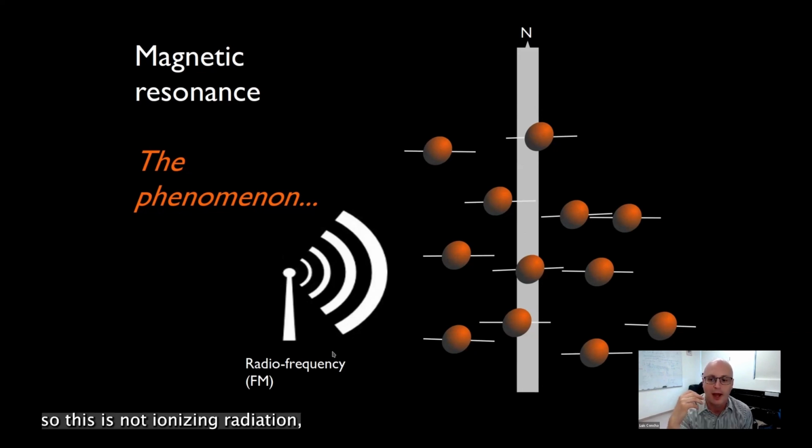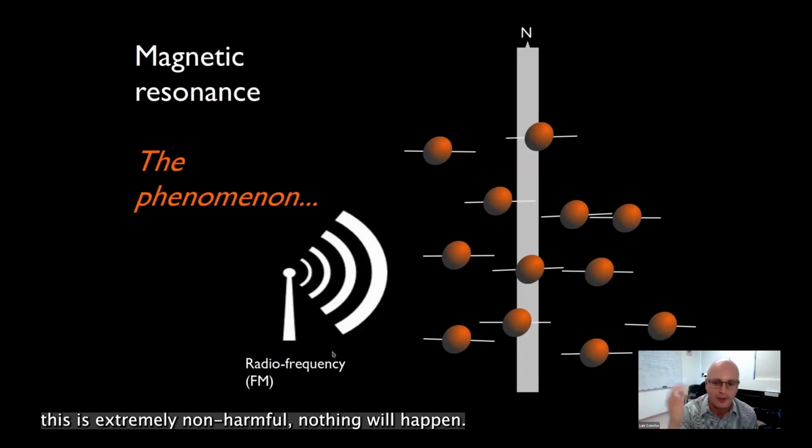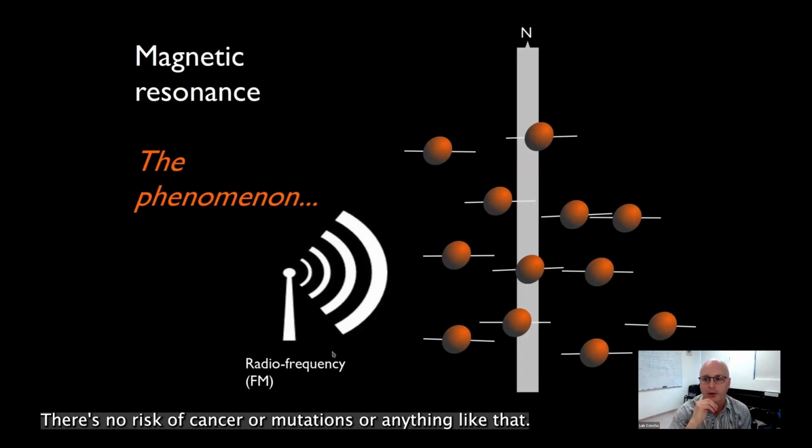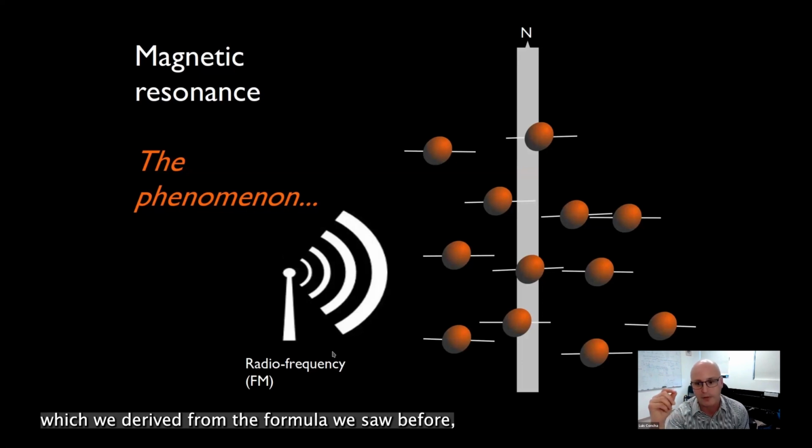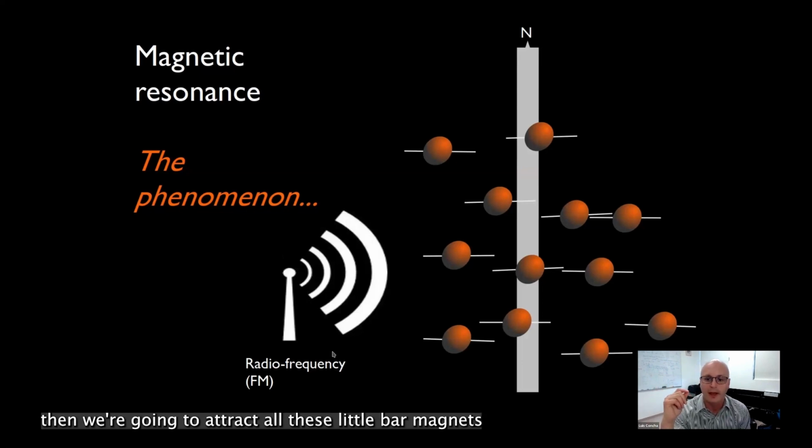So this is not ionizing radiation. This is extremely non-harmful. Nothing will happen. There's no risk of cancer or mutations or anything like that. But what it does is that if you provide this radio frequency at exactly the frequency of precession, which we derived from the formula we saw before, then we're going to attract all these little bar magnets and make them point towards the radio frequency emitter, the antenna, the coil.